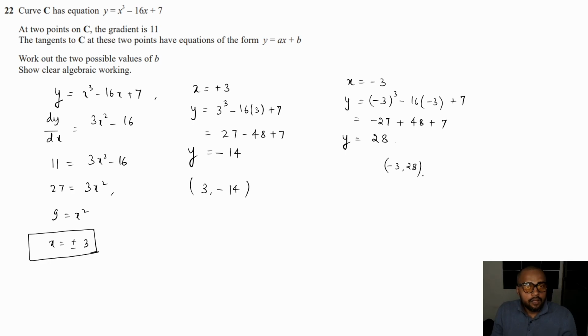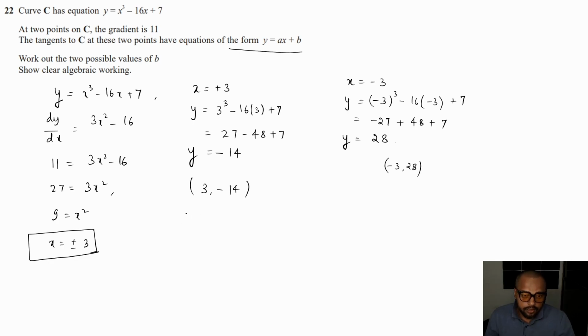Now the equation is of the form y = ax + b. We need to calculate the possible values of b here, students. How do we know the formula for the tangent? It is given by y − y1 = m(x − x1). This is the formula for calculating the equation of the tangent, so we'll be using this formula only.